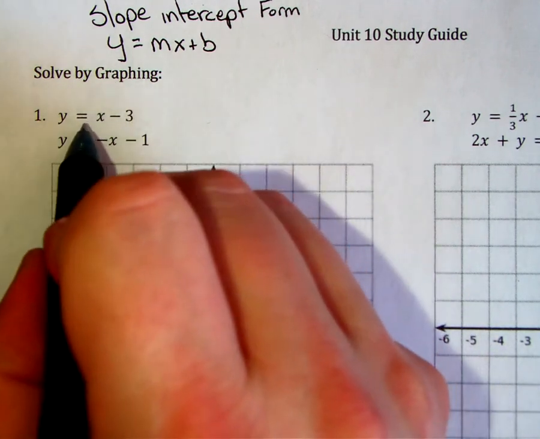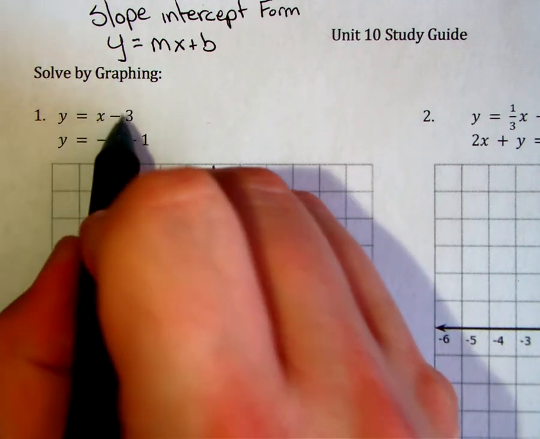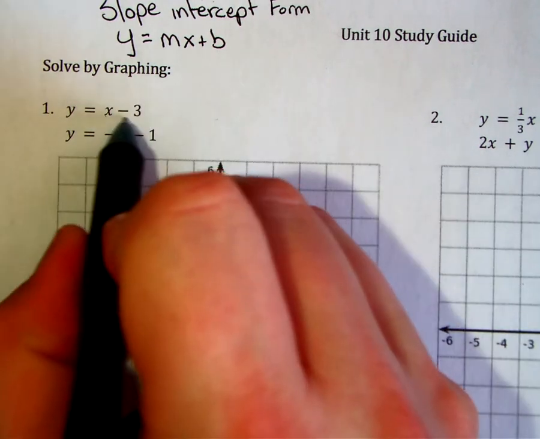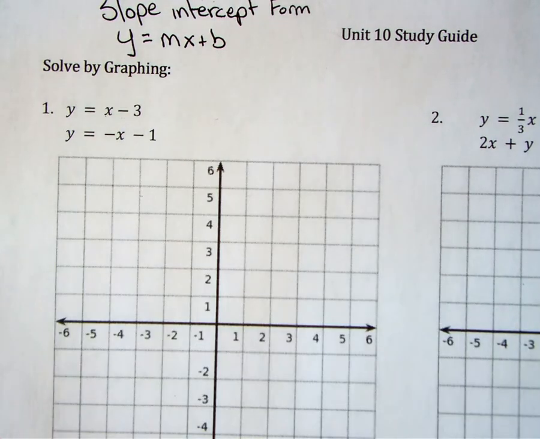So my first equation, y equals x minus 3, do remember that the unseen value in front of x is a 1. We don't have to write the 1 there. It's just known to be 1x minus 3. So that means that my y-intercept is negative 3, and my slope is 1.